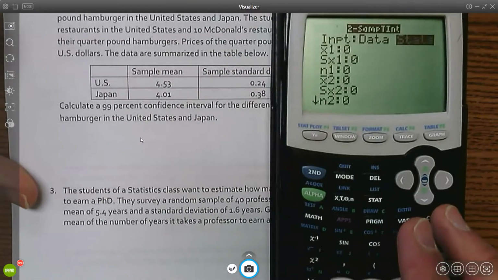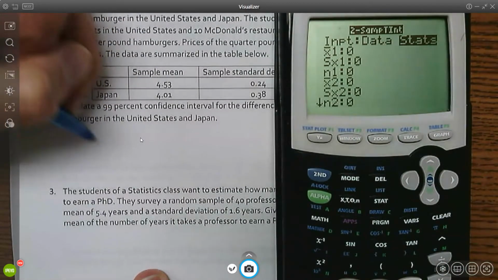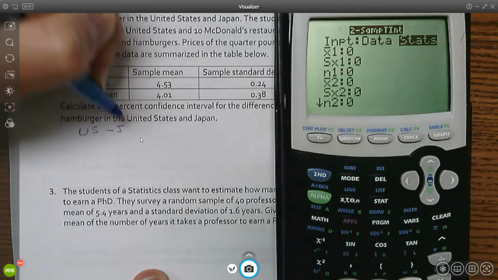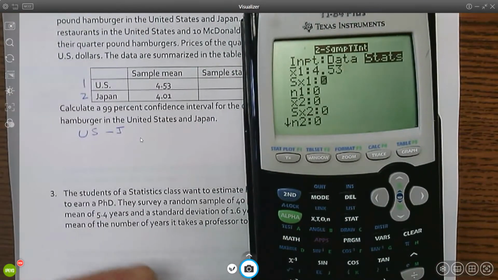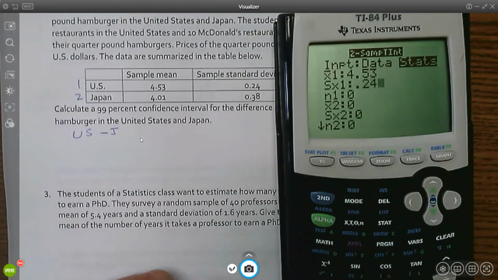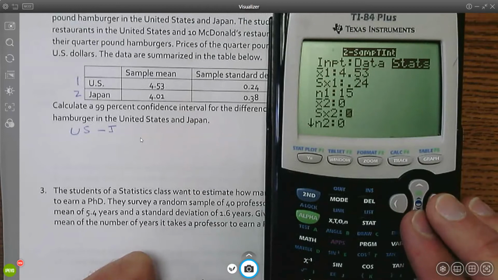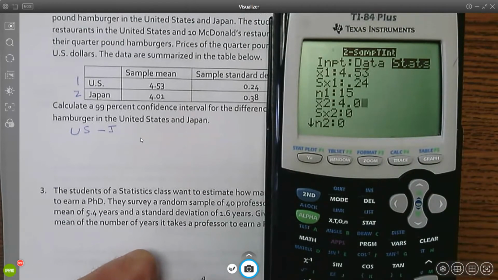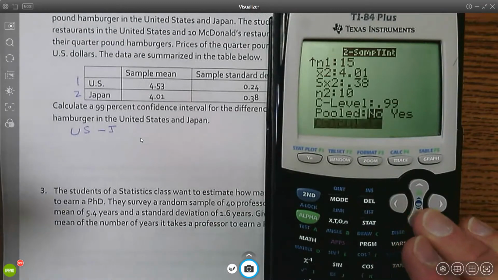I'm going to choose stats. So I'm going to call this group 1. I'm going to call this group 2. So I'm doing US minus Japan. So for the US, the mean was 4.53. The sample standard deviation 0.24, sample size 15. And for group 2, Japan, sample mean, sample standard deviation, sample size. Confidence level 99, so 0.99. We're never pooling, and calculate.